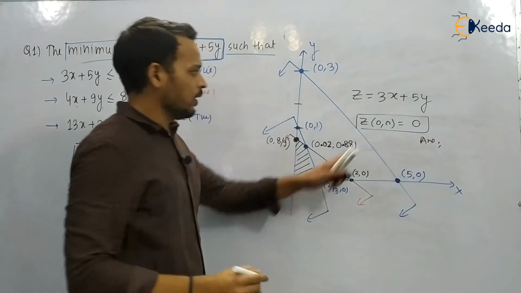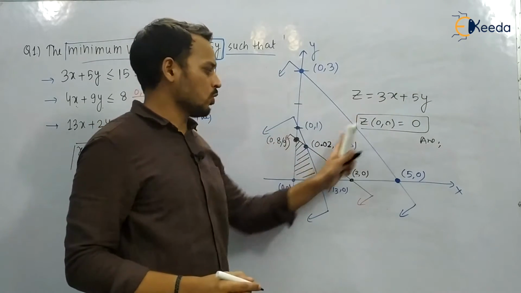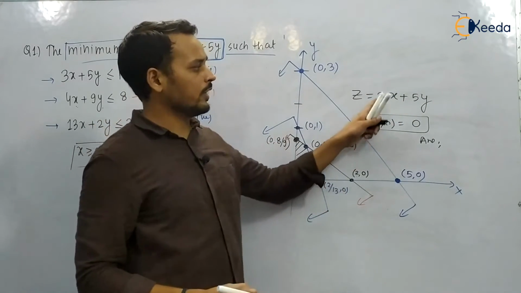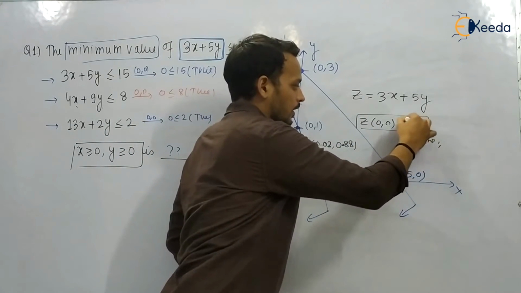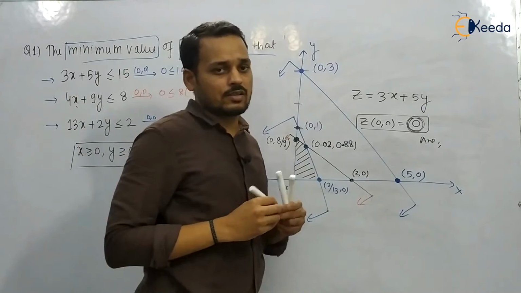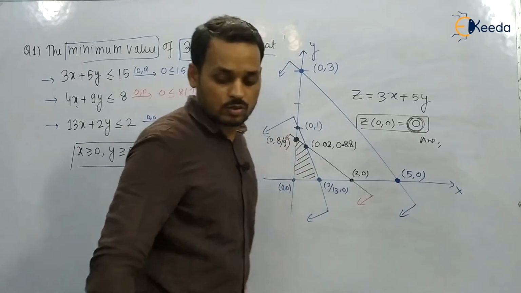No need to check, because it is a plus sign and both are positive, so every value is going to increase it. We have to find the minimum, that is the optimum. So this 0 is the final answer. Now we will move towards the second question.